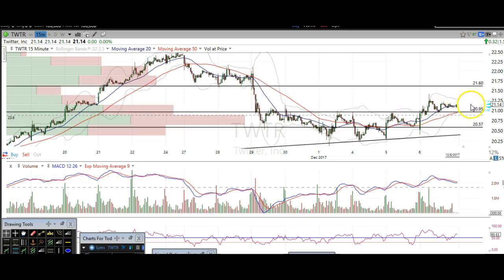So Twitter looks like a nice little pattern here. I think it's going to break higher eventually. We could get another test, maybe a few cents lower, before eventually breaking over. But this is a really nice intraday setup.